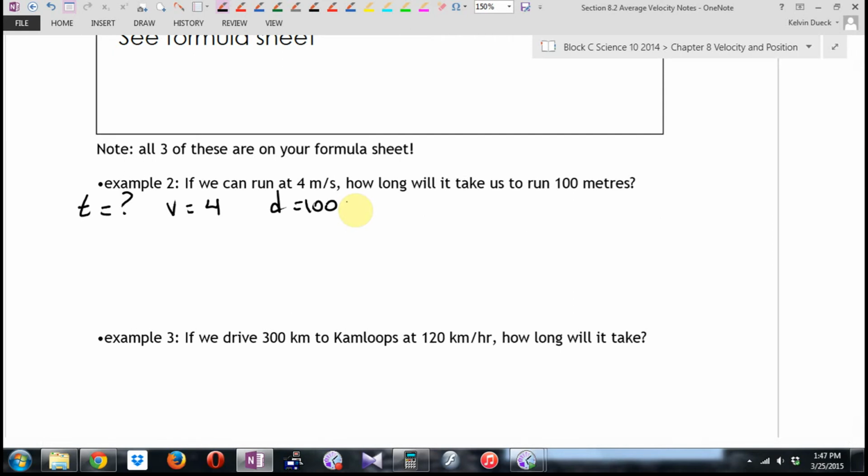Can you more read it to me? Yes, delta, yes, delta, yeah, whatever. You can write all the fancy triangles and stuff if you want to. I'm going to be sloppy.